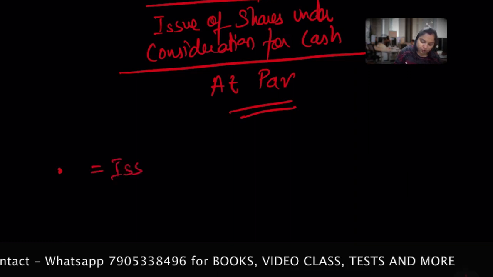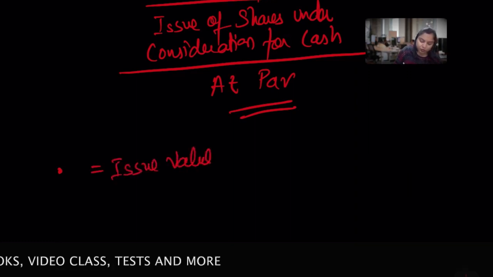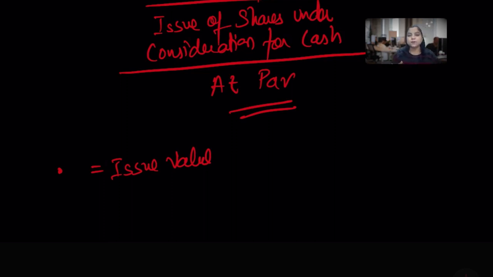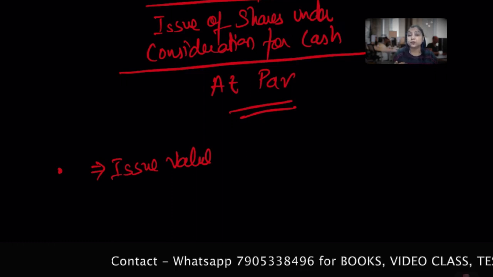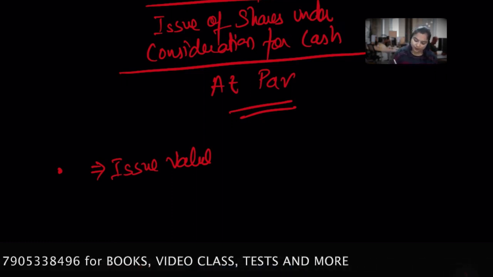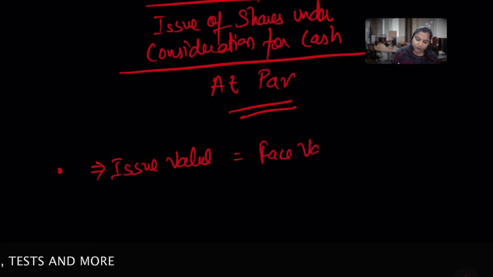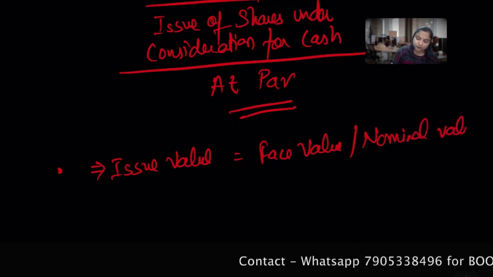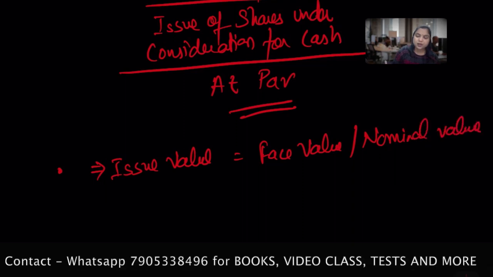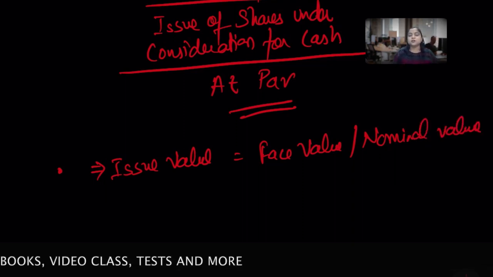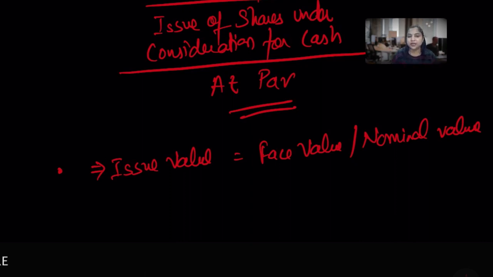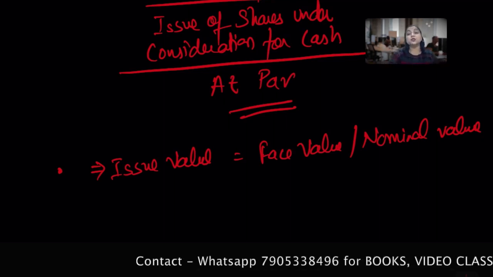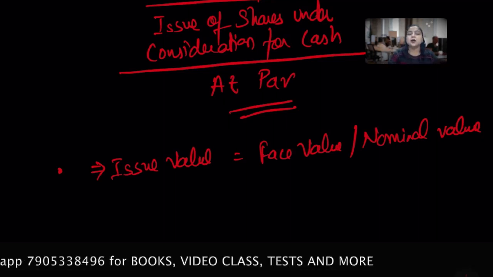We can call this equal to the issue value, meaning the price at which the company is going to issue the shares is equal to the face value, or nominal value, of that particular share or group of shares. Suppose a company decides to issue shares for rupees 10, then the face value should also be rupees 10.